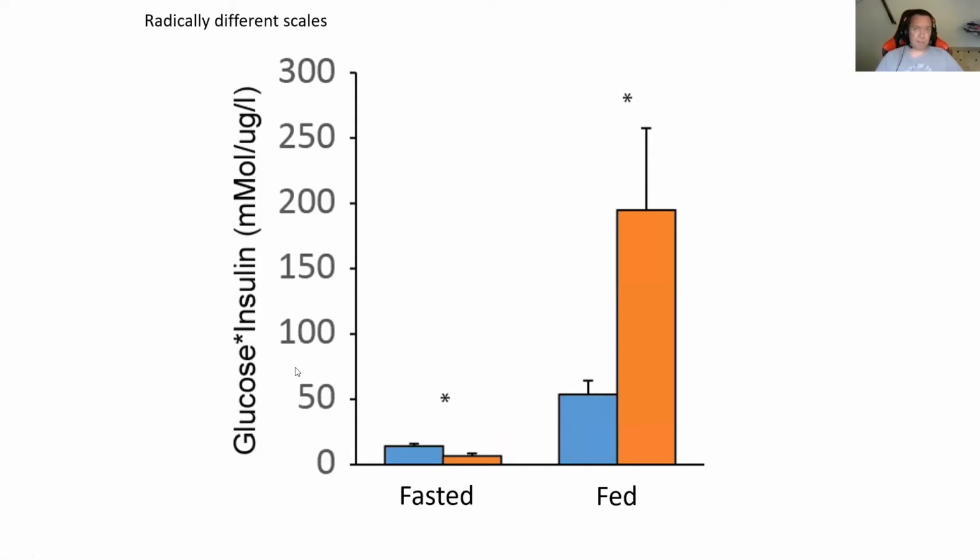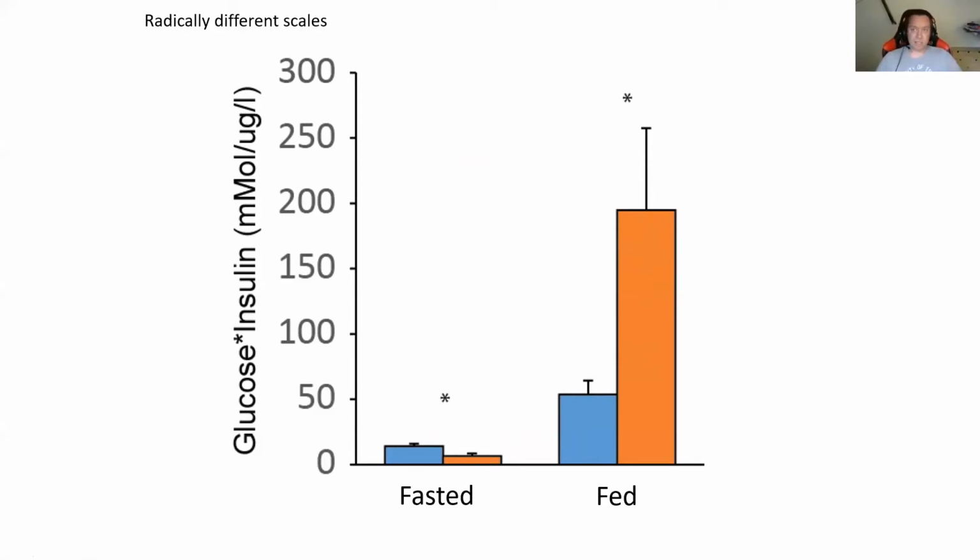So if we multiply glucose by insulin, we get a rather spectacular unit here of millimoles times micrograms per liter. What you can see here is, yes, we see the same pattern we had before, an improvement in the orange mice versus the blue mice in the fasted state, and a worsening in the fed state, but you can just see the spectacular difference in magnitude. So it is possible to have these divergent results, and it's also important to realize just how big a differential you may see between the fed and fasted state in terms of the amounts of glucose and insulin combined.